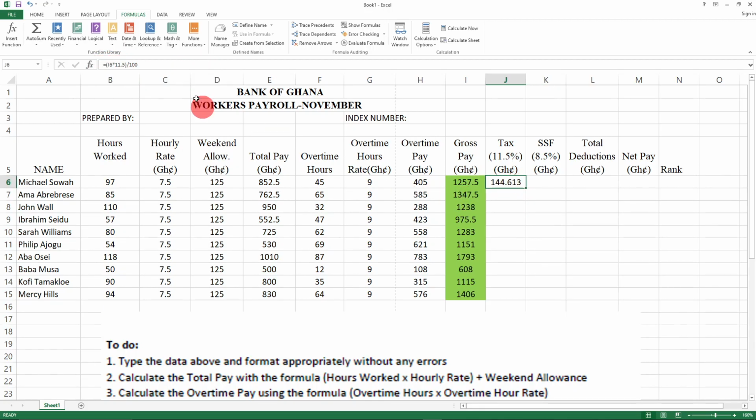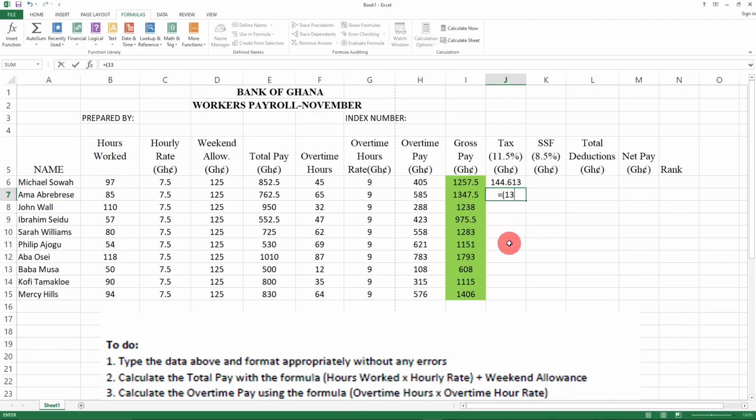I prefer this one because if you are typing, for example, 1257 and then you mistakenly type 4 instead of 5, it means that the whole thing is wrong. So I don't like using the numbers. I want to use the cells so that I can get everything correct. So let's do it for Ama Bebrese. Ama Bebrese's gross pay is 1,347.5.